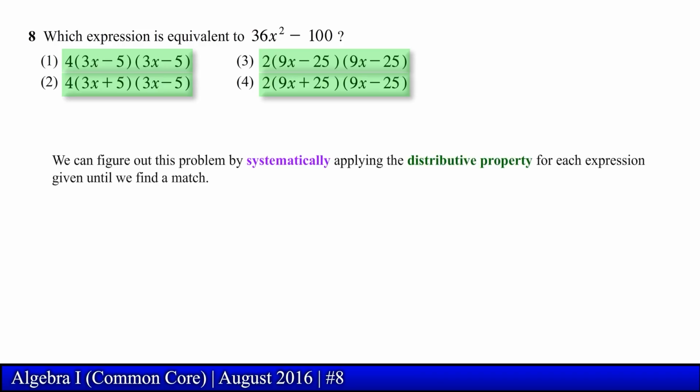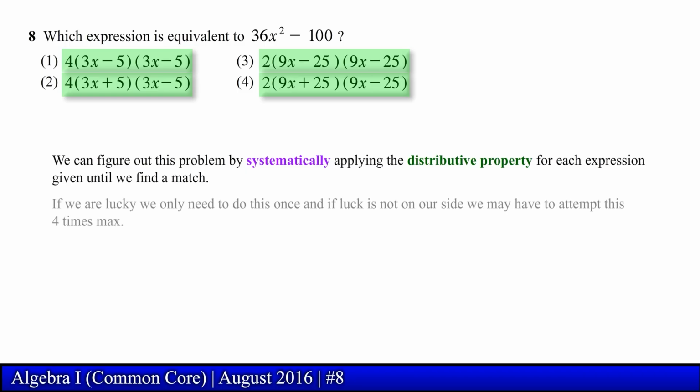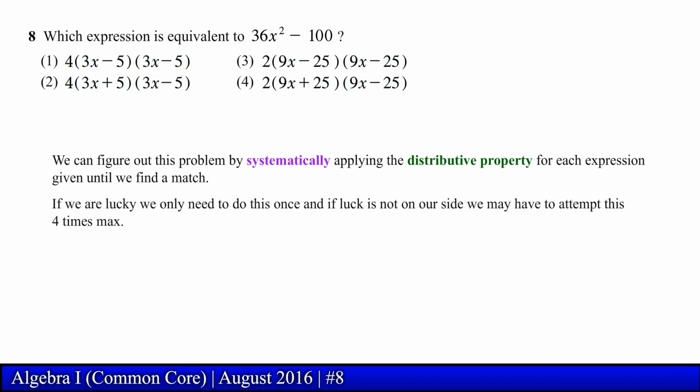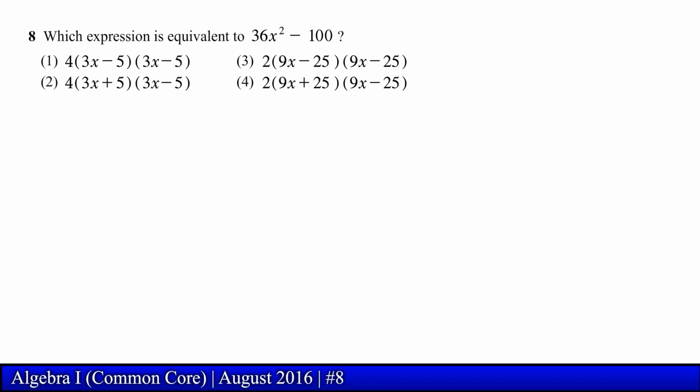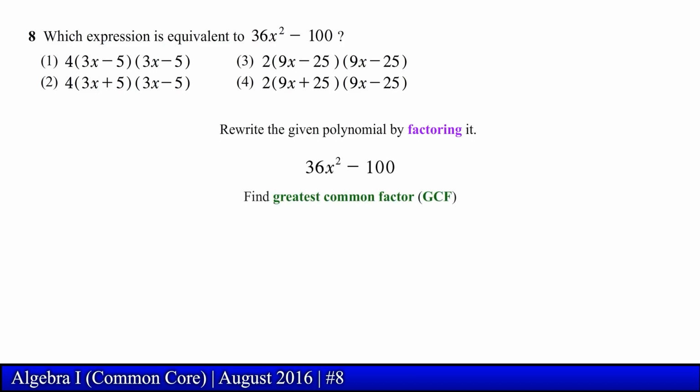We can figure out this problem by systematically applying the distributive property for each expression given until we find a match. If we are lucky, we only need to do this once, and if luck is not on our side, we may have to attempt this 4 times max. An alternative way to find the answer is to rewrite the given polynomial by factoring it. We can start by first identifying the greatest common factor between all the terms in the polynomial.